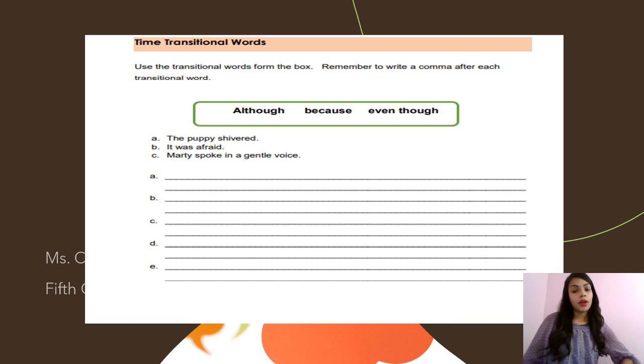Okay? Well, students, this is the end. I hope this did help you guys to understand what are transition words and how we can use them. Have fun.